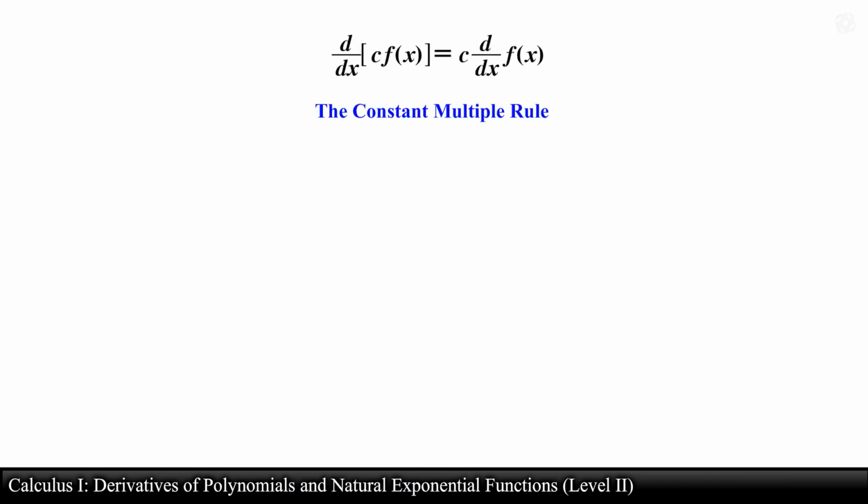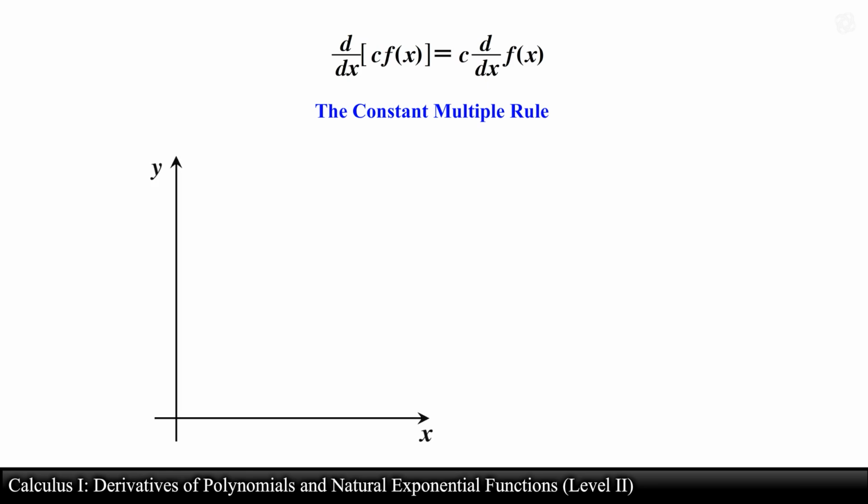Our next differentiation rule is called the constant multiple rule. The derivative of a constant times a function is a constant times the derivative of the function. In other words, constants can be factored out of the differentiation process, even if the constant appears in the denominator.